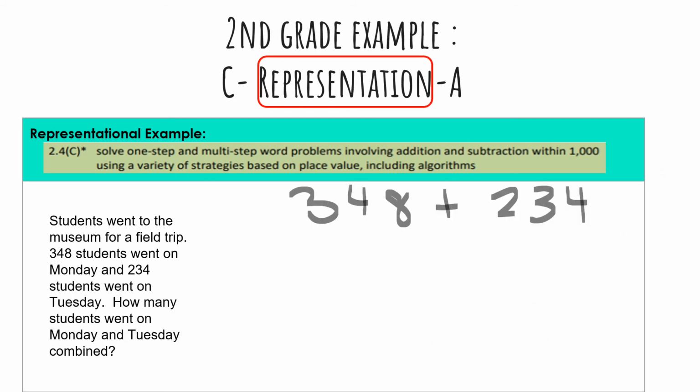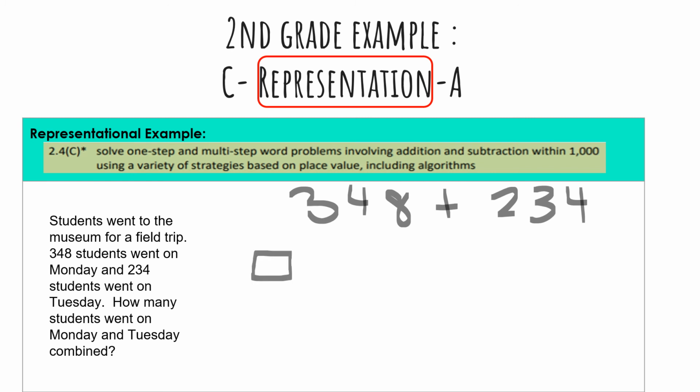Let's take a look at a second grade representation example of the same problem. Instead of using place value blocks, this time students are going to draw a representation of those place value blocks. For hundreds blocks, they are going to represent using a square. For tens rods, they're going to draw a line. And for a 1 or units cube, they are going to either use a dot or an X.